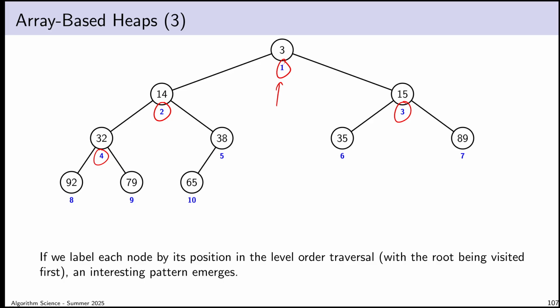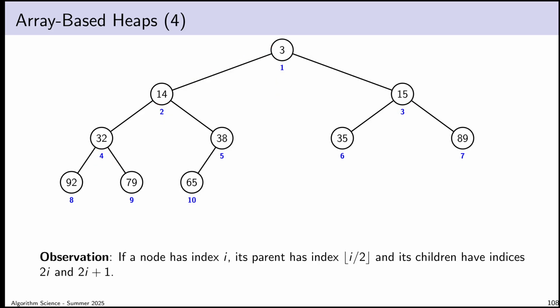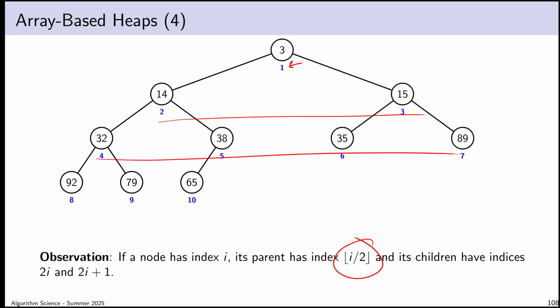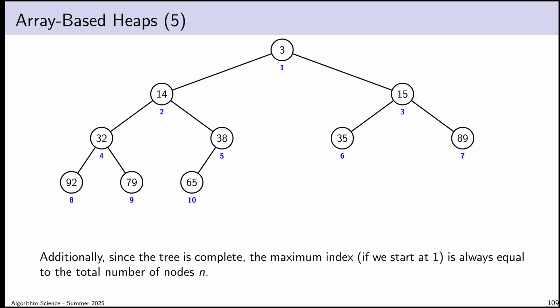In a sense, what that's telling me is I don't need to bother making a pointer to nodes. If I know the index of each node, I could just use basic arithmetic to figure out what the children and parents of that node are. So my observation is, if a node has index i in this numbering scheme, where I number the root with a 1, and then I just go across each level from left to right with subsequent numbers, the parent of that node has index i over 2, or the floor of i over 2, because i over 2 might not be an integer, and the children have indices 2i for the left child and 2i plus 1 for the right child. And since it's a complete tree, which is to say, since every level is completely full, the indices are contiguous, and the maximum index, if I look at a tree containing n nodes, is equal to n.